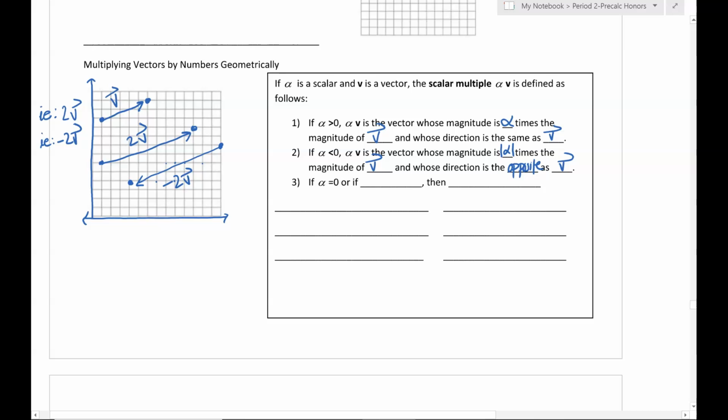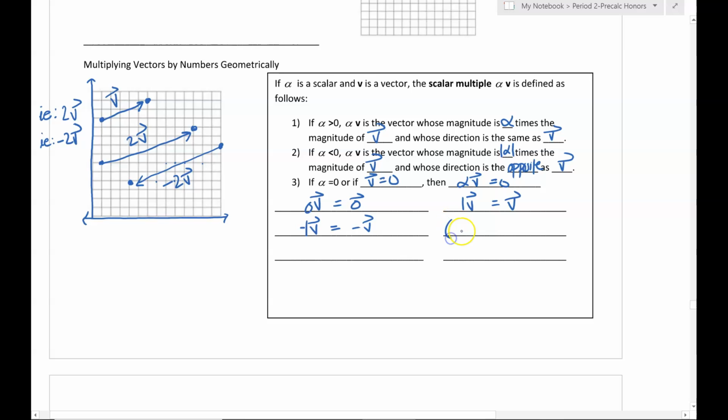If alpha is 0, or if vector v is 0, then alpha times v equals 0. So here are some properties. 0 times vector v is going to be the 0 vector, or just 0. 1 times vector v is going to be vector v. And -1 times vector v is just negative vector v.